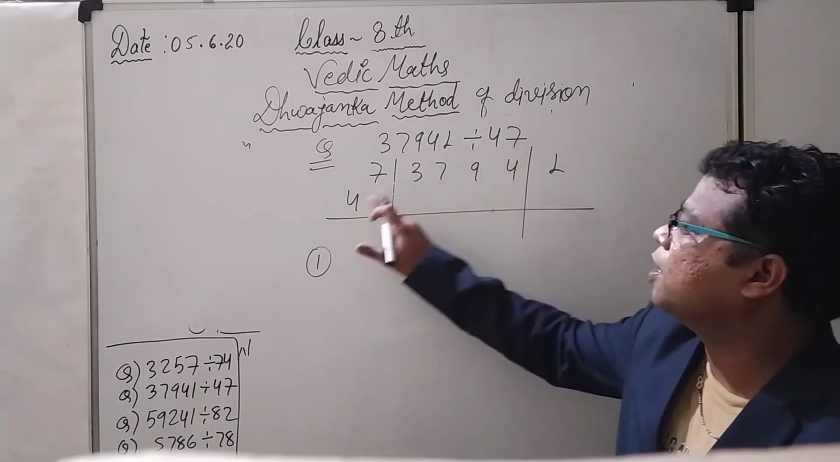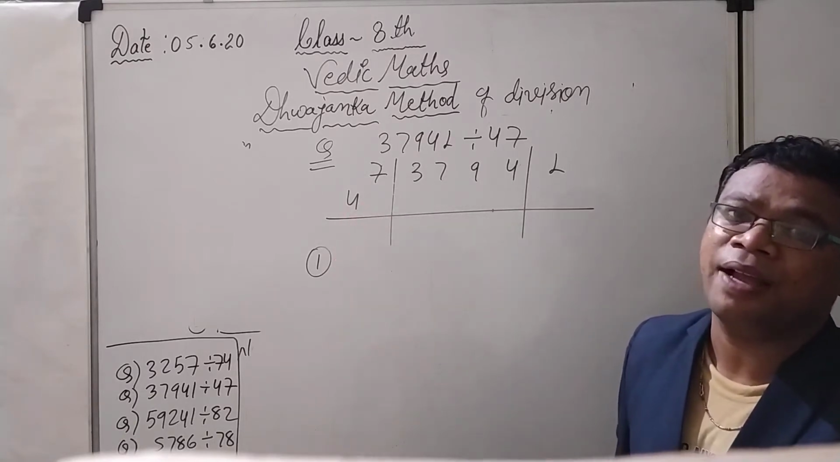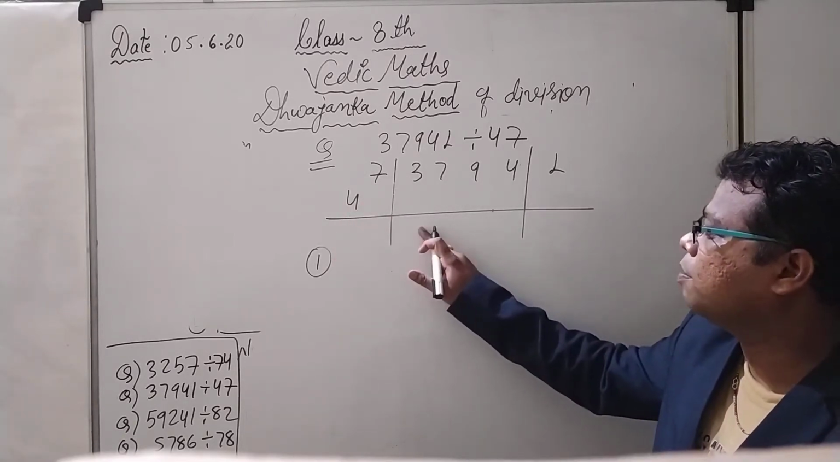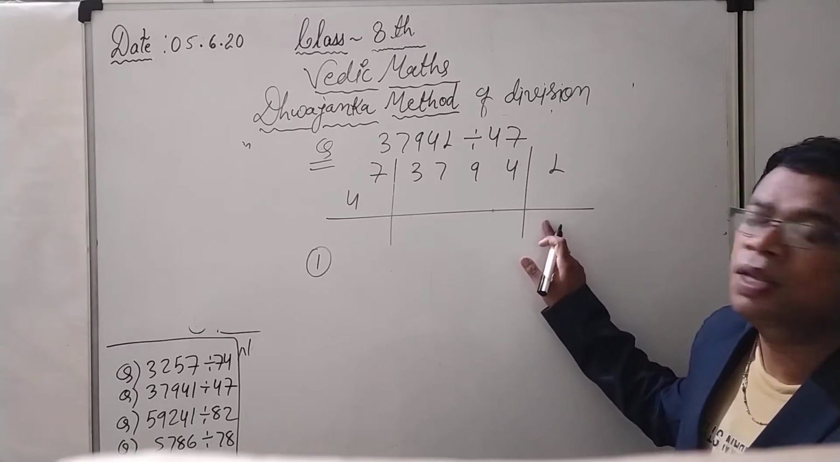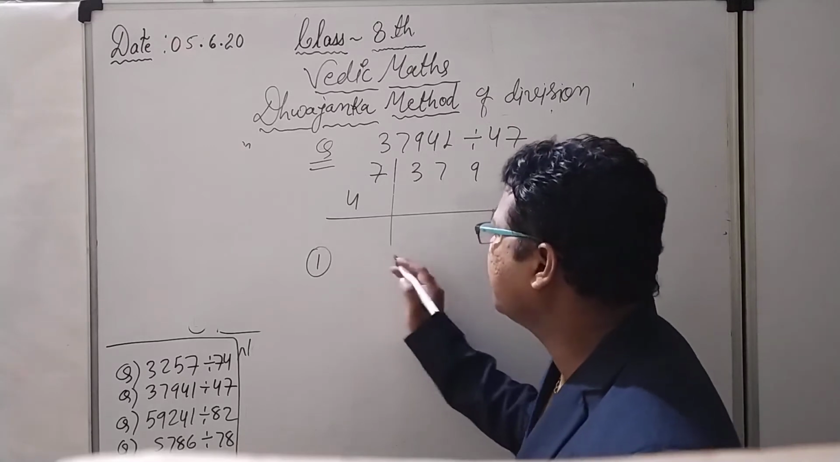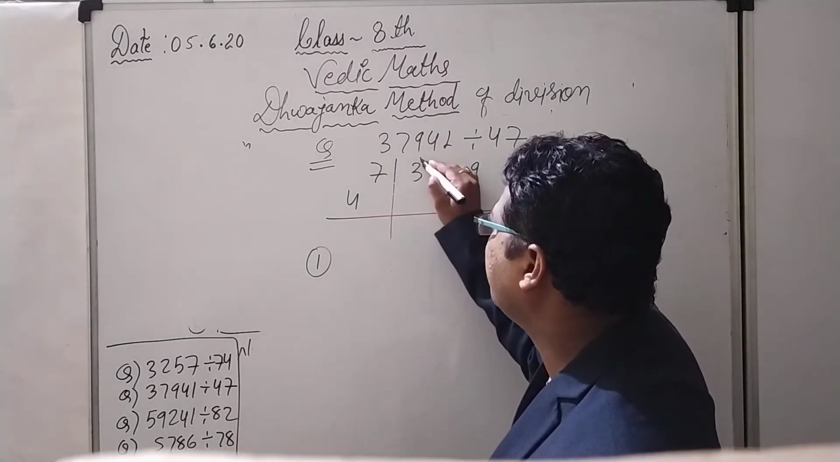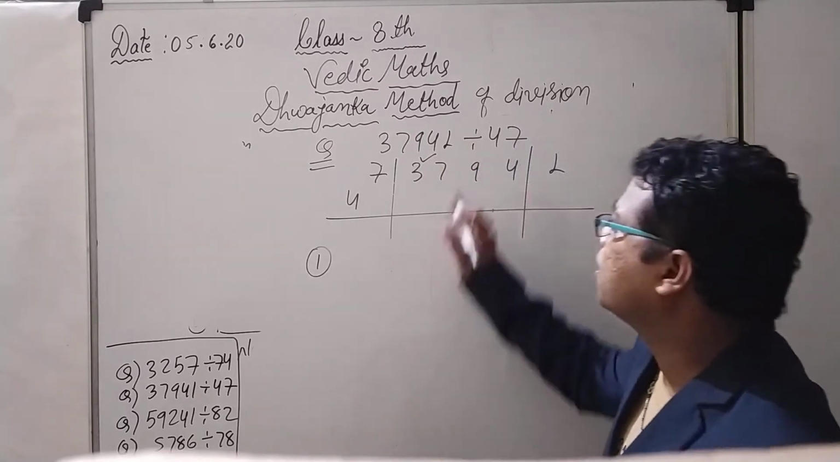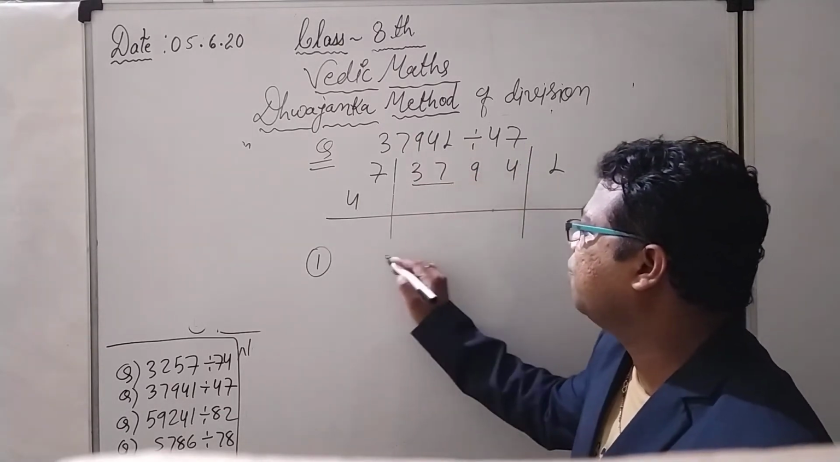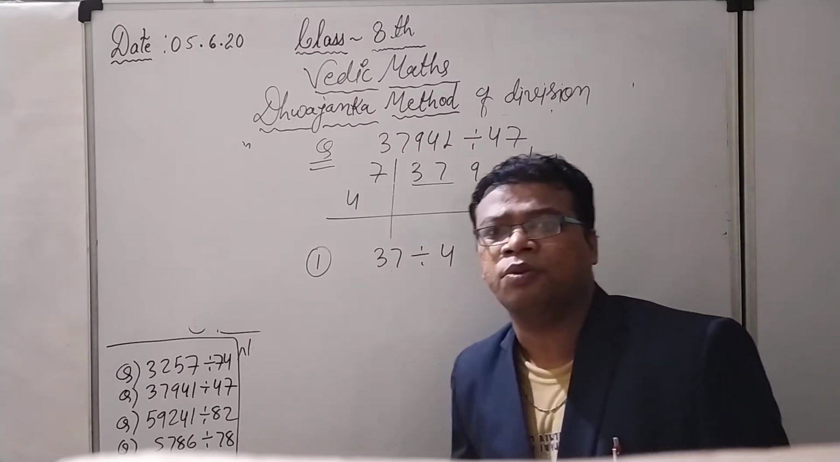The tens place digit will become my main digit, that is 4, and that 7 will work as a flag digit. This is my quotient column and this is my final remainder column. So all this kind of arrangement we have to make first. First point: whenever we are dividing with the help of 4, either we will consider 3 or we will consider 37. So definitely we will consider 37, because 3 is less as compared to 4.